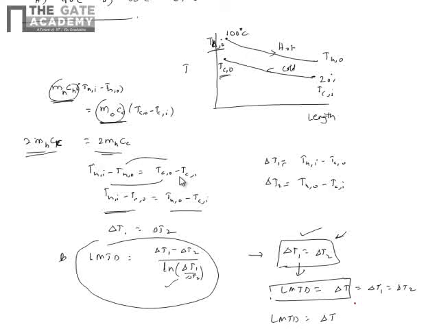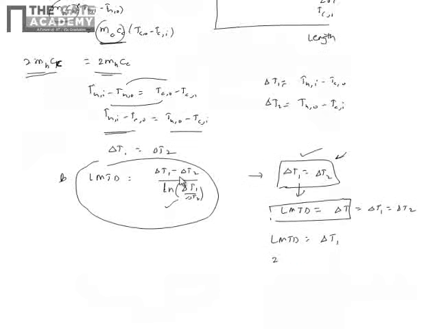I need the exit temperature of the cold fluid, so let's use that the LMTD is delta T1. So LMTD is 20, and delta T is THI minus TCO. THI is 100 minus TCO, which is what I need. So TCO from this is 100 minus 20, which is 80. So the answer for this is C.